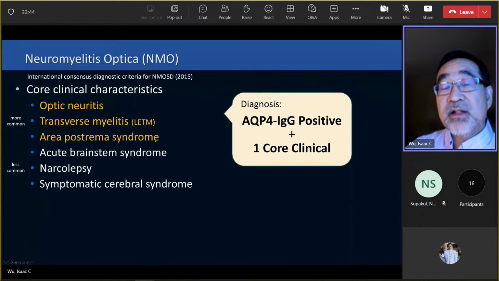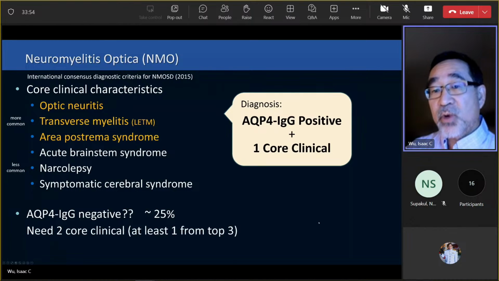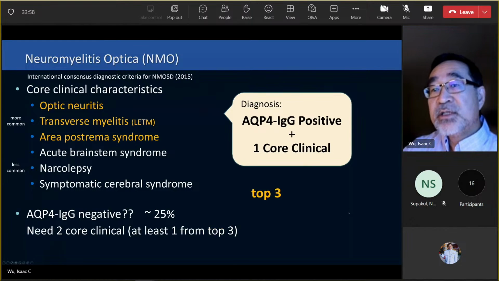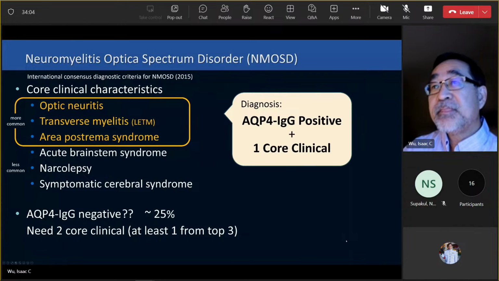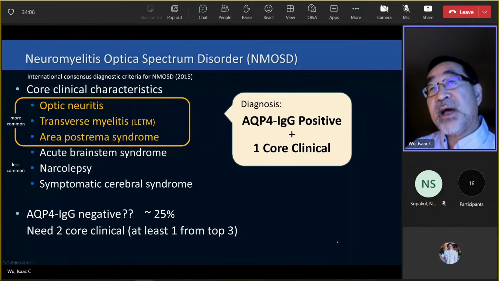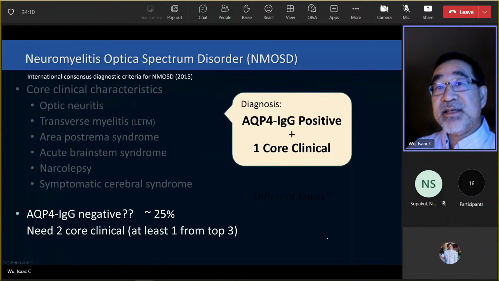So as a radiologist, we are looking for this area. And it turns out there's also a subcategory where you can have an antibody negative NMO. Dr. Walsh will talk about that a little bit more, so I'm going to skip that. So you do need two core clinical criteria. One of them has to come from the top three. So you have the NMO spectrum disorder, so NMOSD.